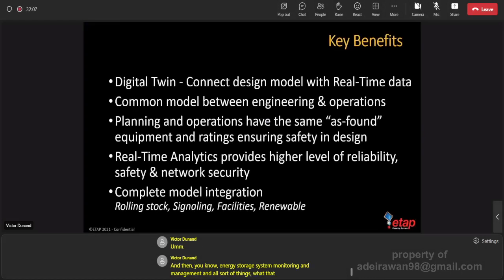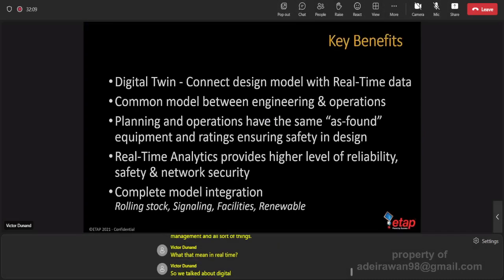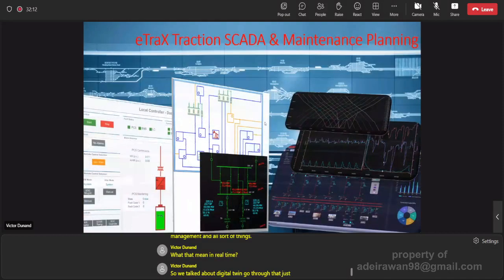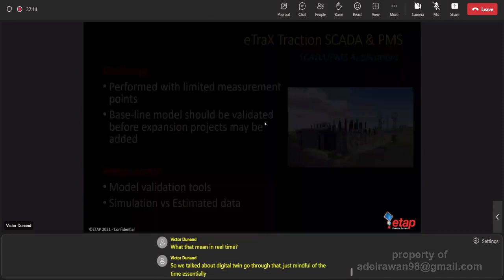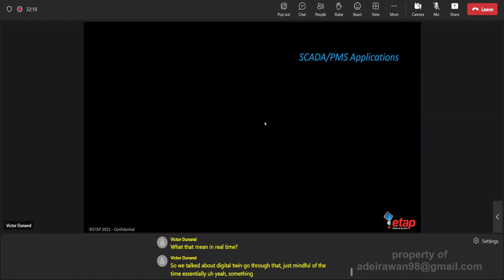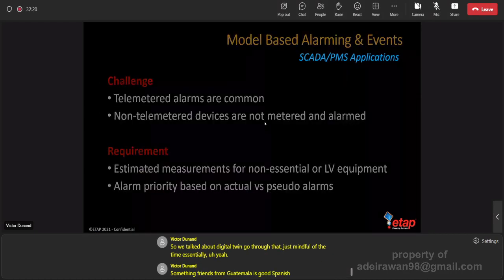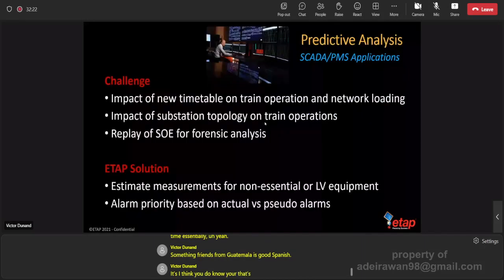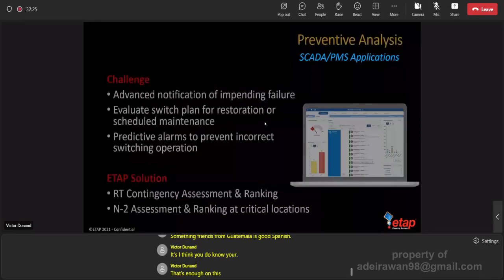What that means in real terms, so we talked about digital twin. I'm going to go through that, just mindful of the time. But essentially, some of the customers' goals, benefits. I think you do know your customer challenges.